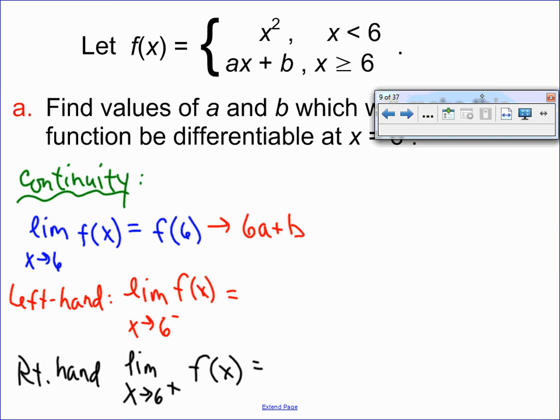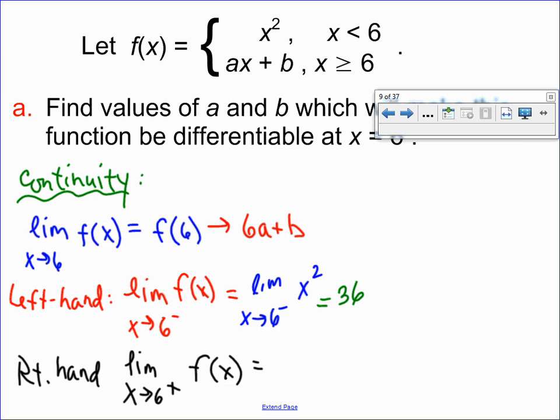Okay, which function definition will I use as x approaches 6 from the left-hand side? Sam? X squared. We use that top definition, x squared. And so the left-hand limit is the limit as x approaches 6 from the left of x squared. Any x value of concern in my domain of the expression? Certainly, and I can evaluate my limit from direct substitution. So I get what? 36.